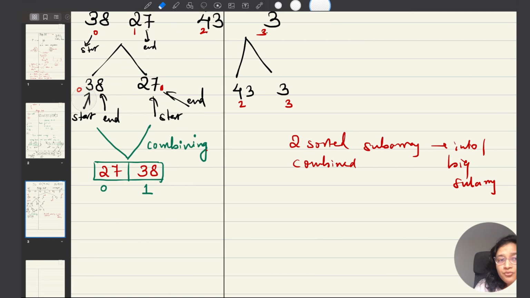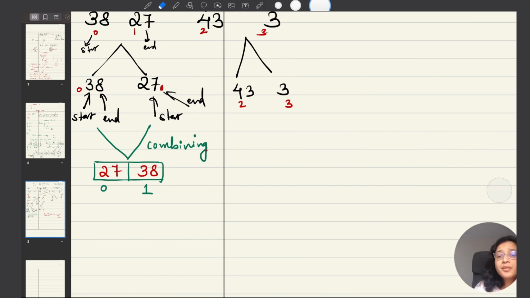Using the solution for the subproblem which is at index 0 and the subproblem which is at index number 1, we combined them and found the solution for a bigger subproblem which is from 0 to 1, and our job was done. Correct? Now when we got 27 and 38, okay, now tell me, after this, where should I go?